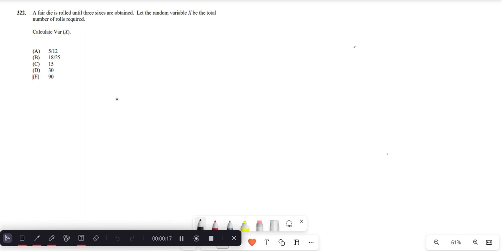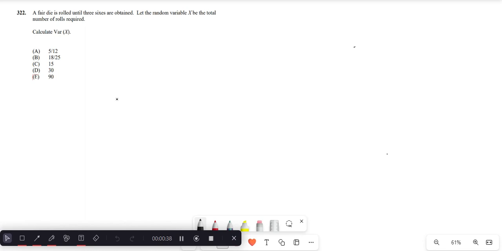Question reads: a fair die is rolled until 3 sixes are obtained. Let the random variable X be the total number of rolls required. Calculate the variance of X. Now, X has what we call a negative binomial distribution.